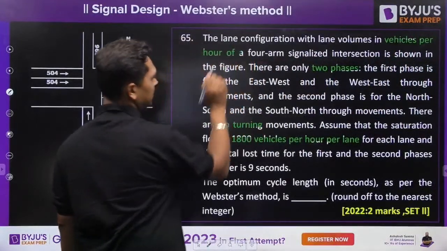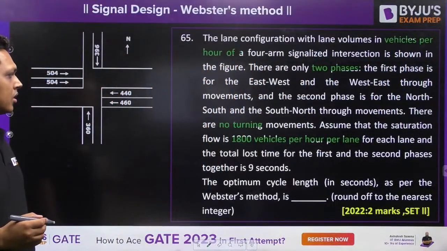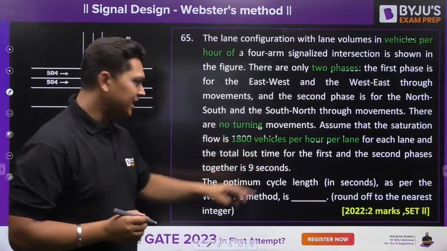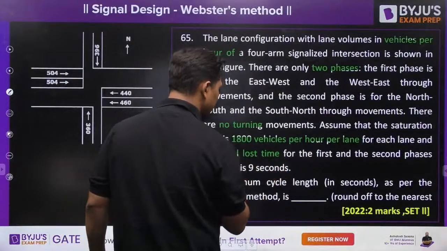Vehicles per hour is given. Now, the total lost time for the first and the second phases together is 9 seconds. So, total lost time is given.